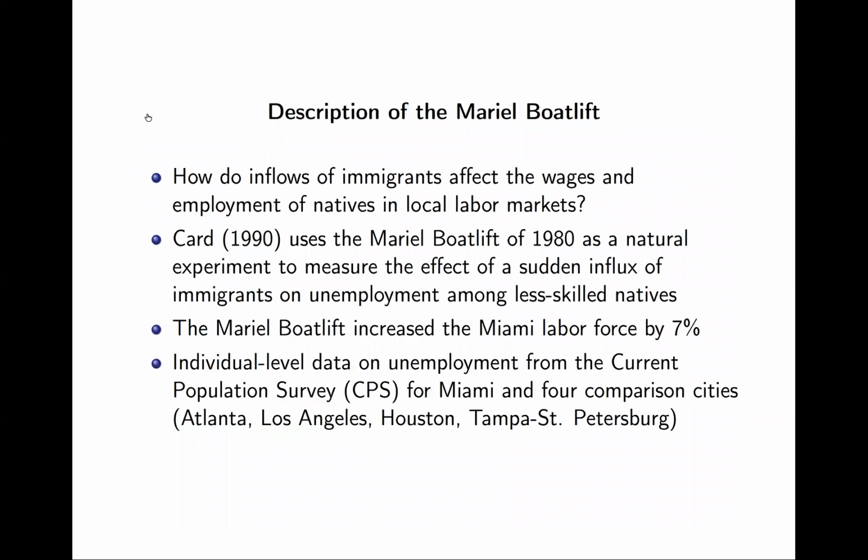And Card wants to know, well, look, we have an exogenous shock to labor supply coming from a huge number of immigrants. This is a classic question in labor. Do immigrants lower employment or increase unemployment amongst native workers? Does it change the wages? Does it change employment? Well, he's going to get individual level data on unemployment from the Current Population Survey for Miami.